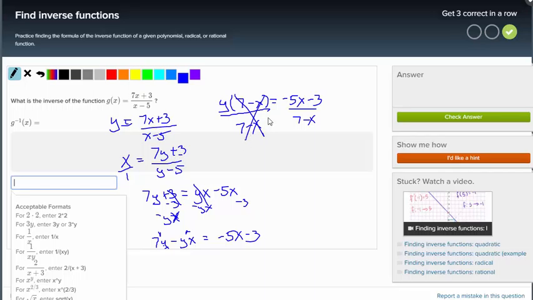So this will go away. This does not simplify or anything. So my answer is negative 5x minus 3 over 7 minus x.